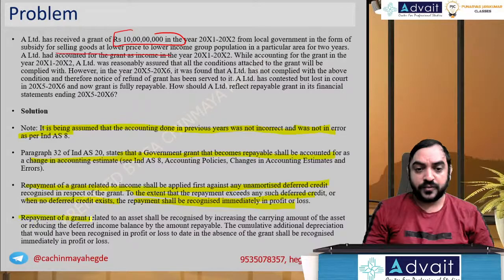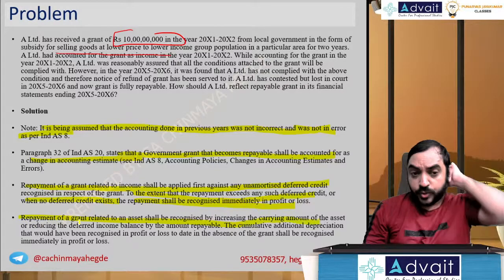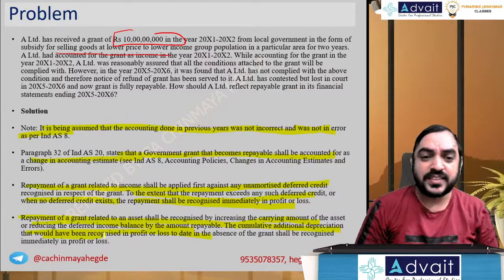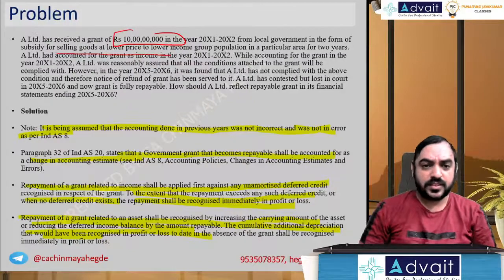Repayment of a grant related to an asset shall be an increase in the carrying amount of the asset or a reduction in deferred income, and the cumulative additional depreciation would have been recognized in the P&L account. Okay, I don't know why they have talked so much, but in this situation, what basically happens?